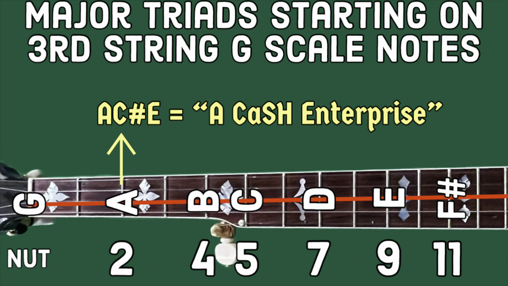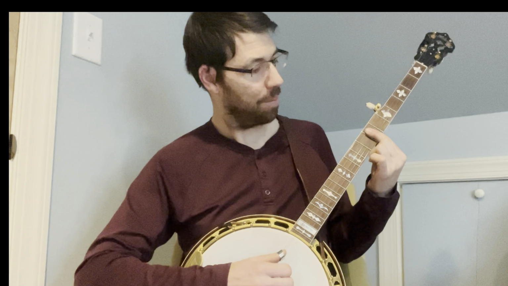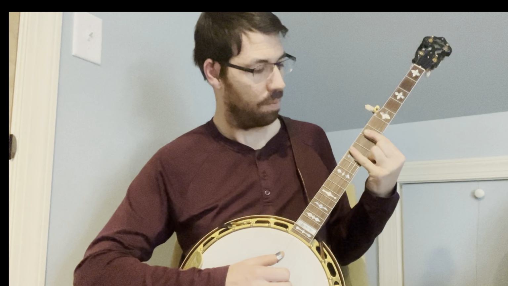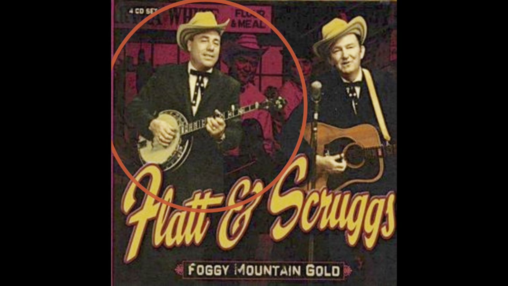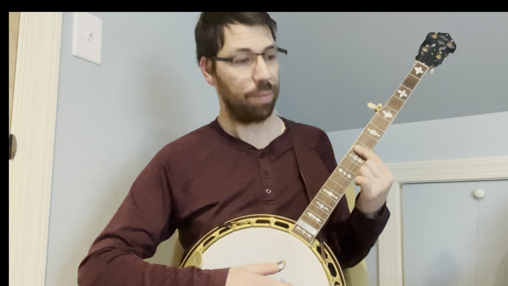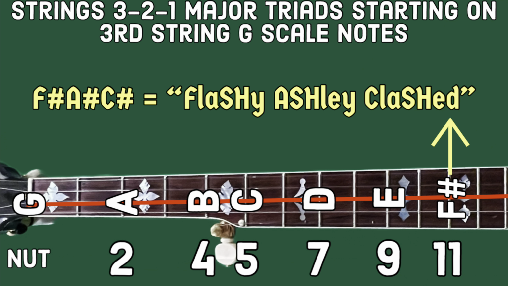At the 7th fret, D, F sharp, A, dine fish always. At the 9th fret, E, G sharp, B, Earl gushes banjos. Earl being the famous bluegrass player Earl Scruggs, of course. And at the 11th fret, F sharp, A sharp, C sharp, Flashy Ashley clashed.